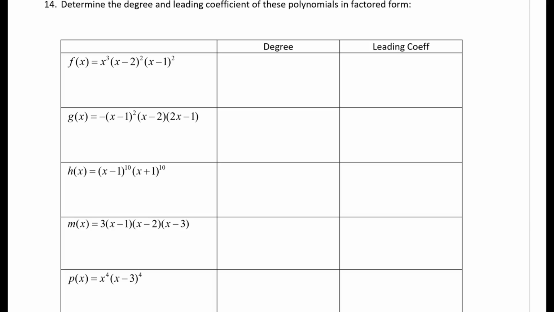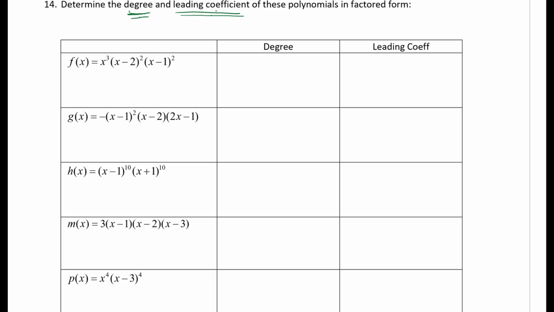This question is about finding the degree and leading coefficient of these polynomials in factored form. Remembering the reason we'd want to do that is because the degree and the leading coefficient tell us the end behavior of that graph, if you remember back from a couple questions. And so that's the goal and why we're doing this here.